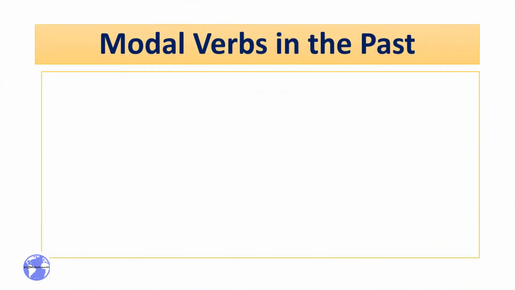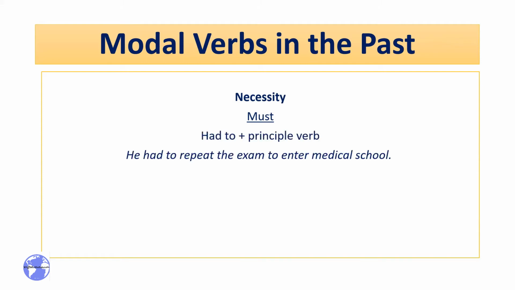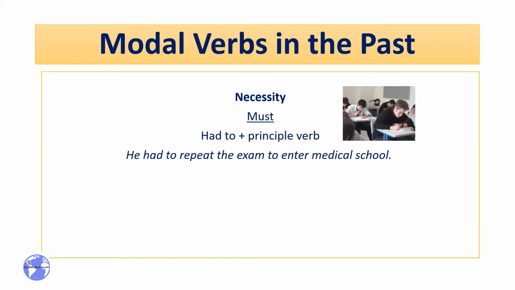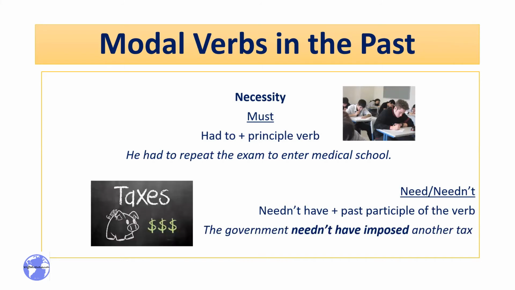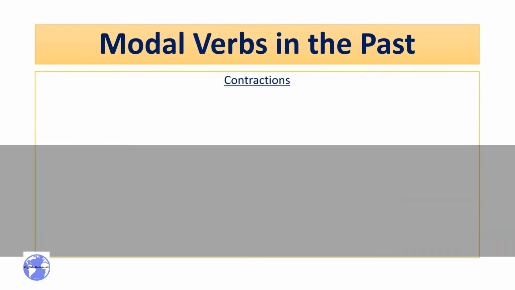We use must to express a necessity in the present form. For example, he must repeat the exam to enter medical school. But if we change this into the past form, we have to change it completely to had to. So he had to repeat the exam to enter medical school. Need and needn't, we also use with have and the past participle of the verb. The government needn't have imposed another tax. The meaning here is that it wasn't necessary for the government to impose another tax.